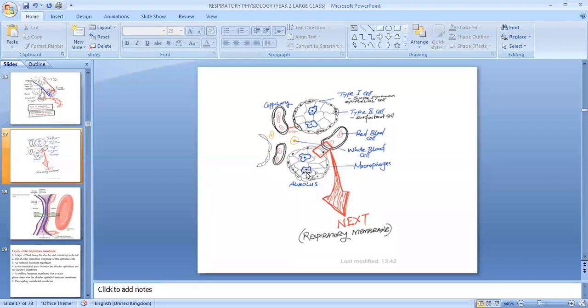Anytime a particle gets into the alveolus, and we always say any particle that is less than 5 micrometer in diameter has the potential to be breathed into the alveolus, what happens is that it is taken out through phagocytosis by the alveolar macrophages. All right.